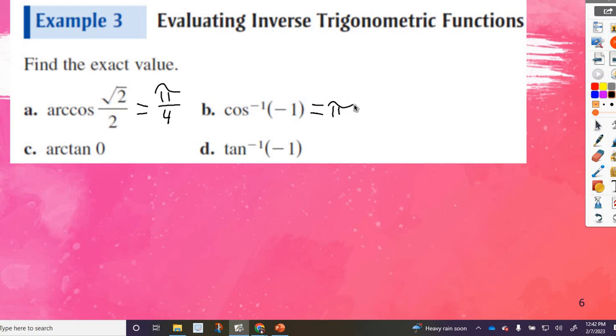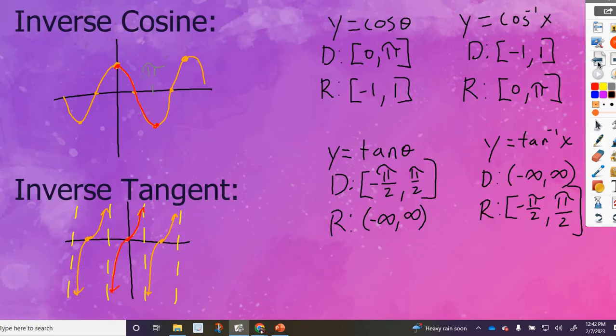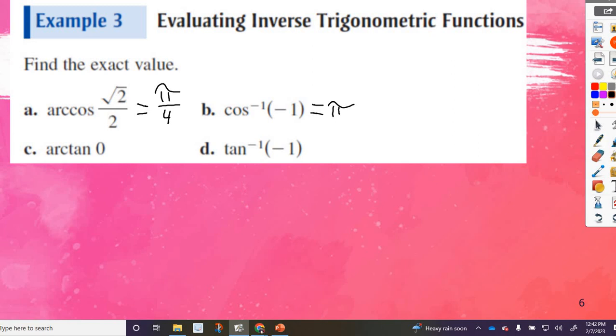Where does tangent equal 0? Or where does it cross the x-axis? Where does tangent cross the x-axis? 0. So this would be 0.